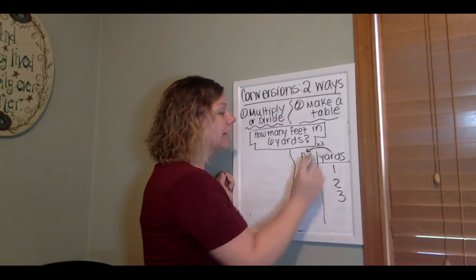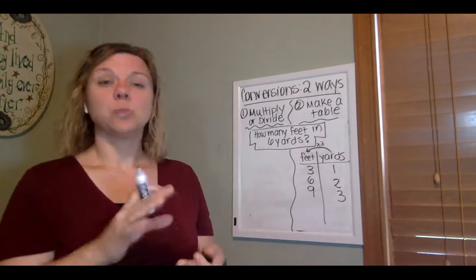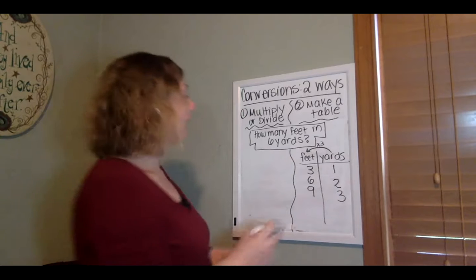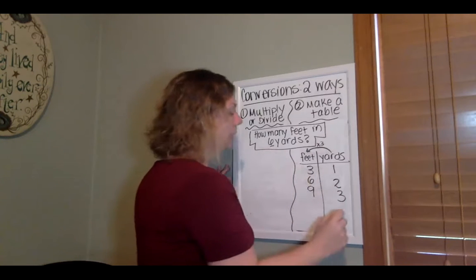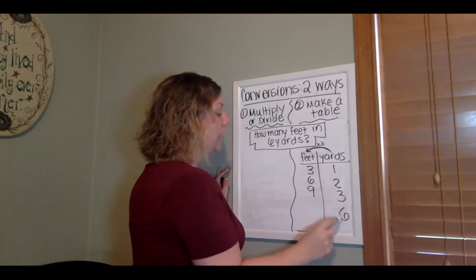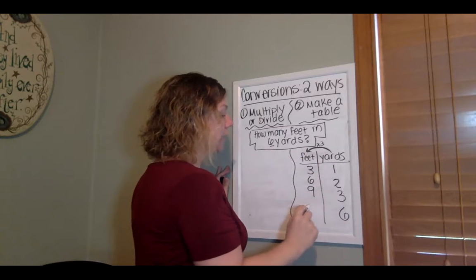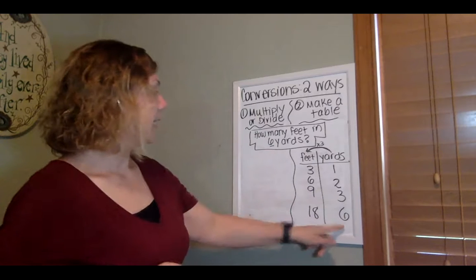And then I can skip. I don't have to go 4 and 5 and 6. Once I figure out my rule, then I can kind of skip down. So I can go 1, 2, 3. Oh, I want 6. I'm going to jump right down and put 6 here. Follow my same rule, times 3, and 6 times 3 is 18. So I know that there are 18 feet in 6 yards.